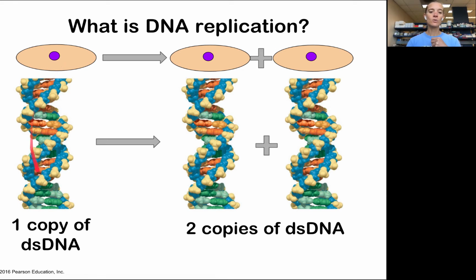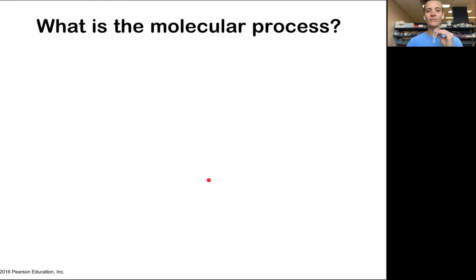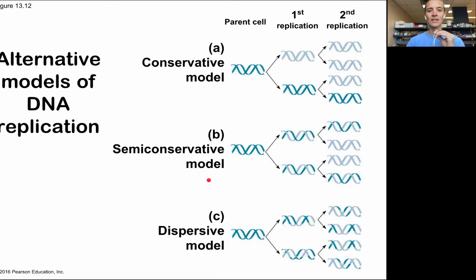And so that's what happens with the double-stranded DNA. We start with one copy and we need to end up with two copies of DNA. I'll be using this little string as a proxy for the double-stranded DNA. We're going to see if that helps us. So how is this DNA replicated?